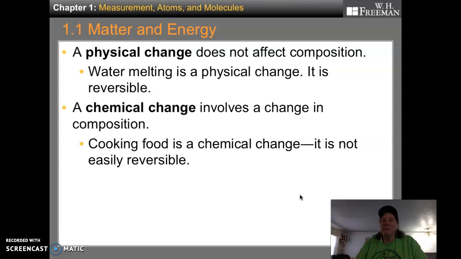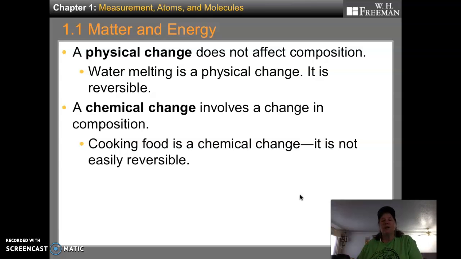Another one is, does it bubble or fizz? Okay, like when you put Alka-Seltzer in water, it fizzes and fizzes. You guys probably don't even know what Alka-Seltzer is, but when you put tablets in water and they fizz, that's an example. A gas is being created. That's a new substance. Then I know it's a chemical change.